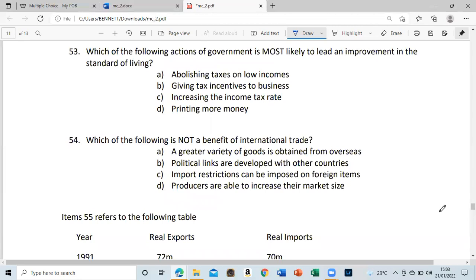Let's move on to 53. Which of the following actions of government is most likely to lead to an improvement in the standard of living? Is it A, abolishment of taxes on low incomes, B, giving tax incentives to the business, C, increase the income tax rate, or is it D, printing more money? And that would be A, abolishing taxes on the low incomes.